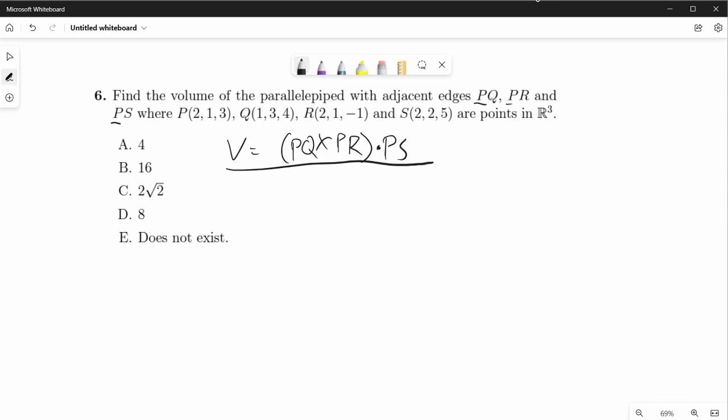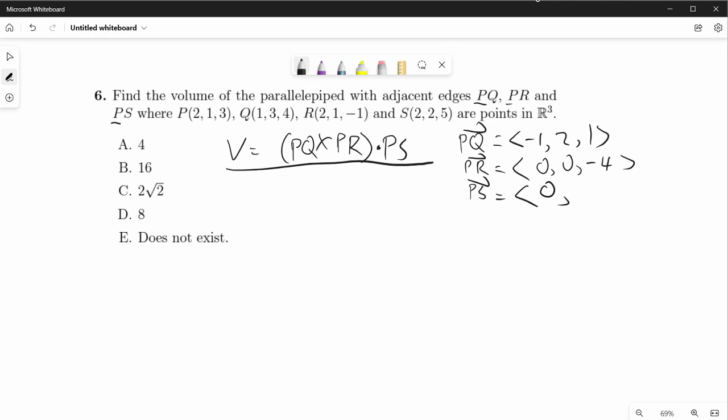So here, let's just write out PQ, PR, and PS. All right, PQ is Q minus P, so it's -1, 2, and 1. PR is R minus P: 0, 0, -4. And S minus P: 0, 2 minus 1, 1, 2.